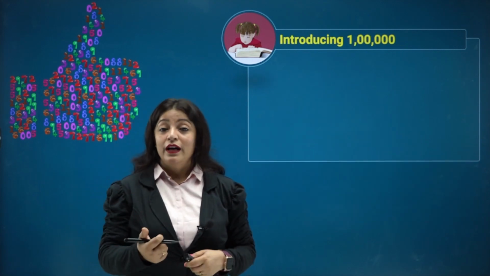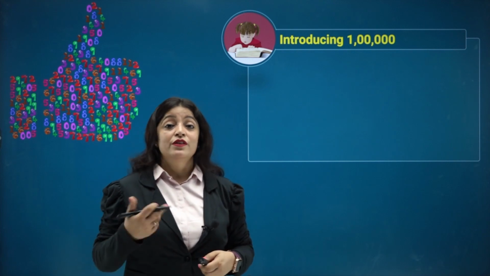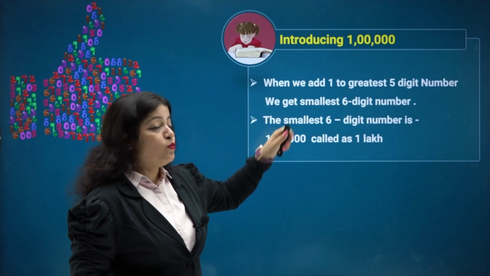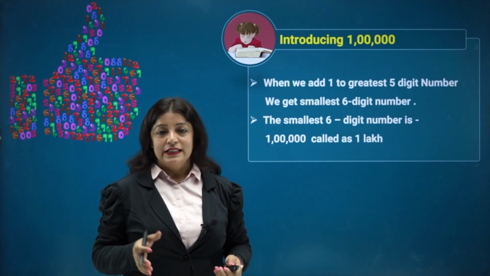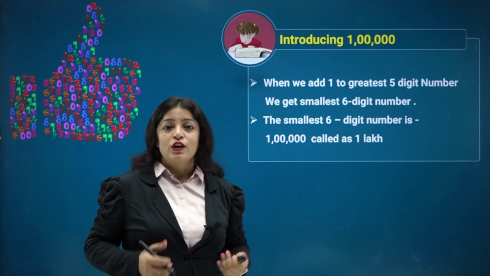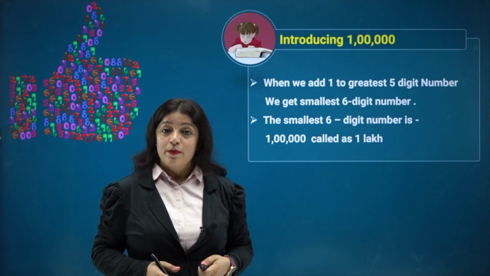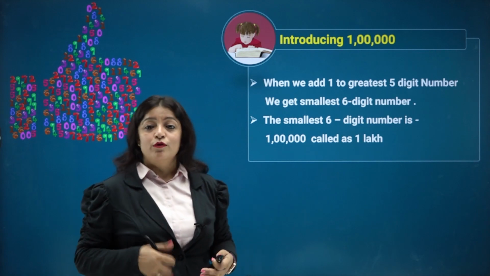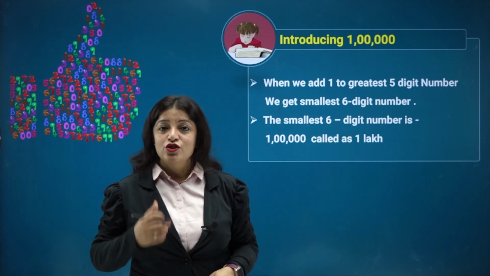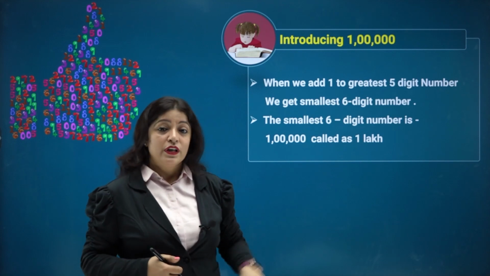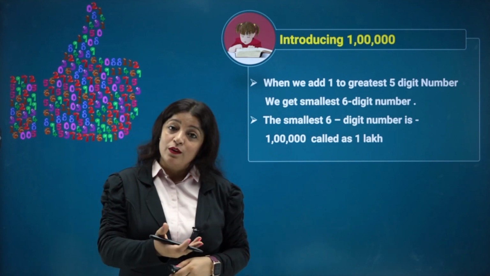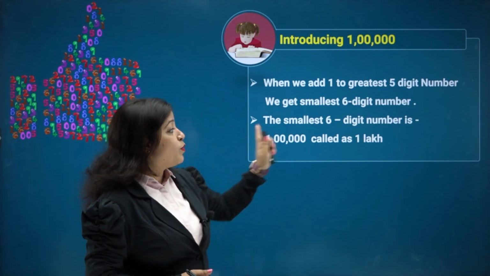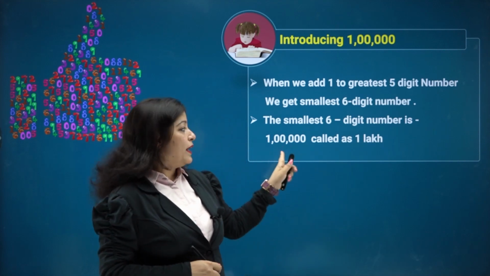Now, how to introduce the next number which is greater than something like 10,000s? So for this, let us see, when we add 1 to the greatest 5 digit number, that is 10,000 is the smallest 5 digit number. So the greatest 5 digit number will be 99,999. And if we add 1 to the number, what do we get? We get the smallest 6 digit number. And if to the greatest 6 digit number we add 1, we get the smallest 7 digit number. And the chain continues. Also we can see the smallest 6 digit number here will be 1 lakh.